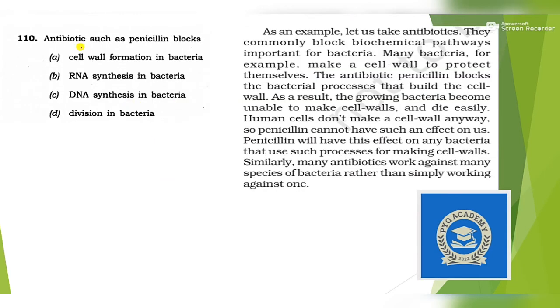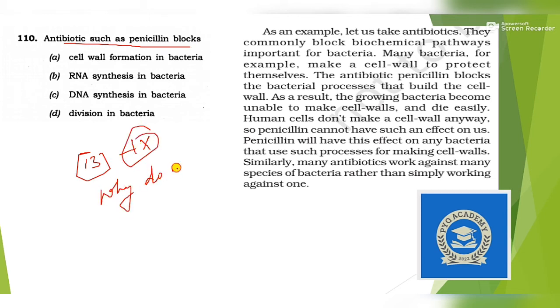Antibiotics such as penicillin block. So this is also given in chapter 13 of class 9, Why do we fall ill? So here you can see that the antibiotic penicillin blocks the bacterial process that builds the cell wall. As a result, growing bacteria become unable to make cell wall and die easily. So our answer is antibiotic blocks the cell wall formation in bacteria. Answer is option A.